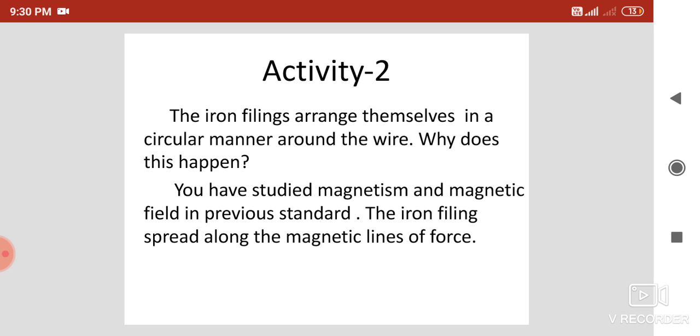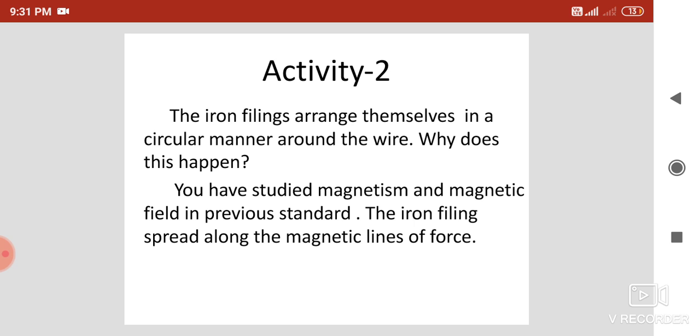If more electric current is passed, we can see more crowded circles around the wire. If less current is passed, we can still see that circles are formed, but the iron filings remain sparse. Only thing is that we have to pass a current which is more than 1 ampere, not less than 1 ampere. Only then can we observe this type of magnetic field produced around the wire.